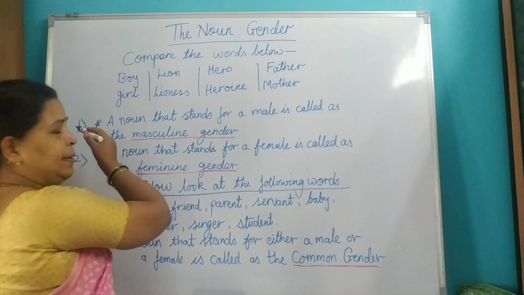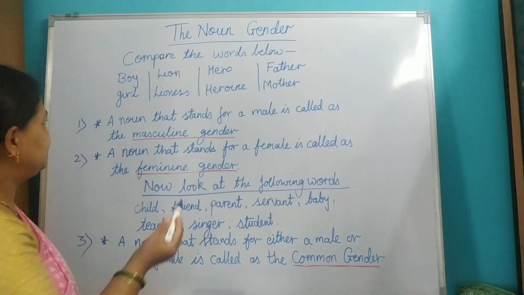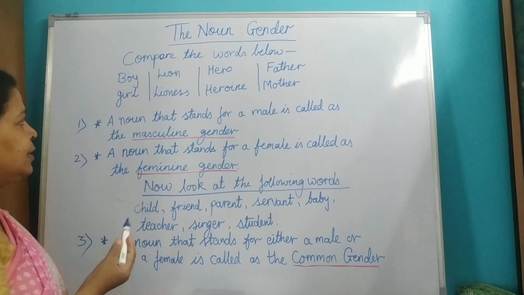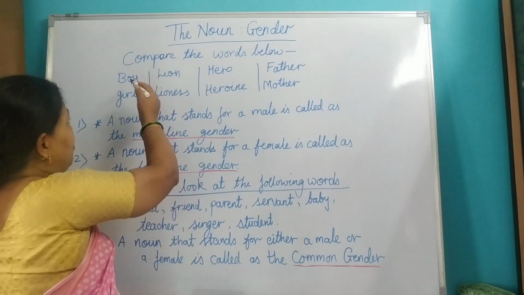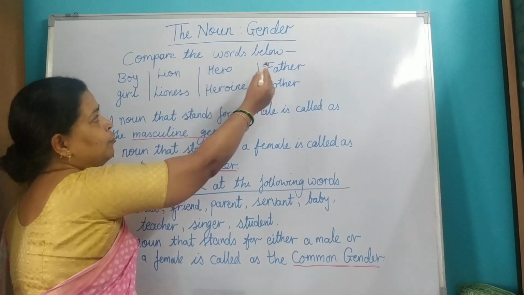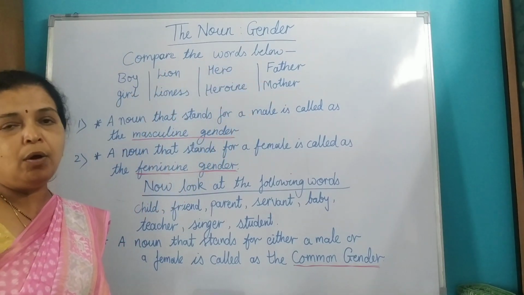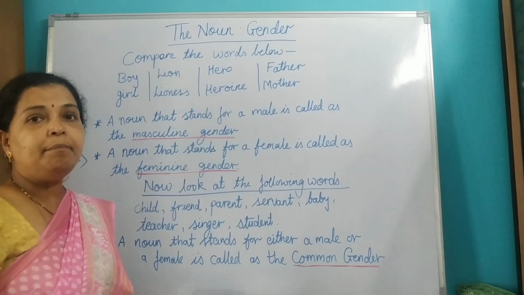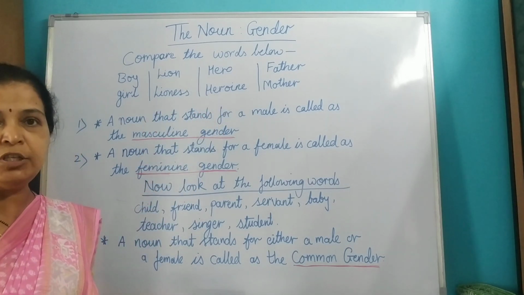The first type, that is masculine gender. A noun that stands for a male is called the masculine gender. So, boy, lion, hero, father, they all belong to the masculine gender as they are all males. Okay, got it? Masculine gender.